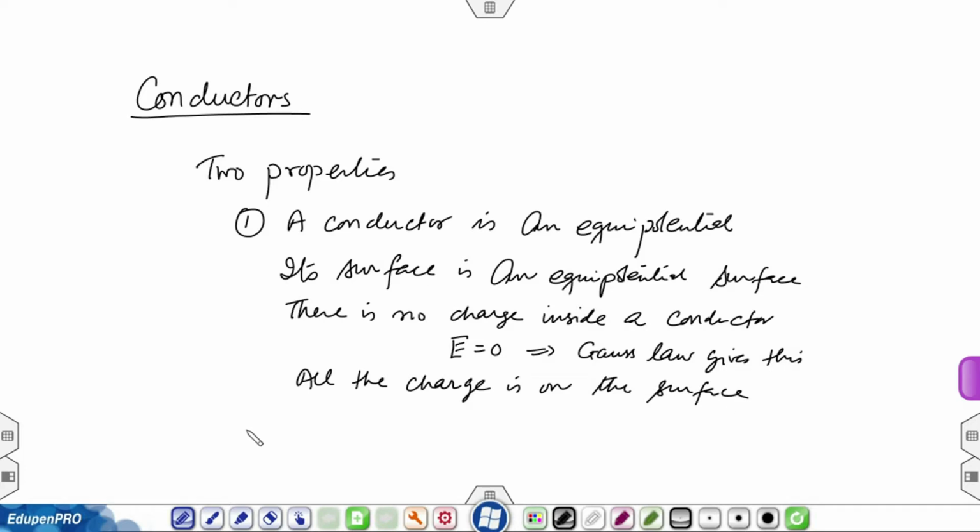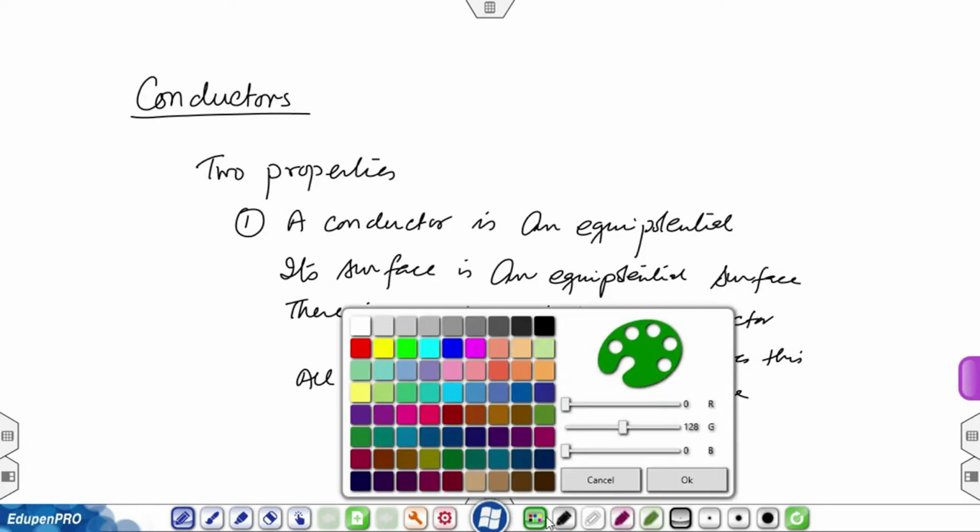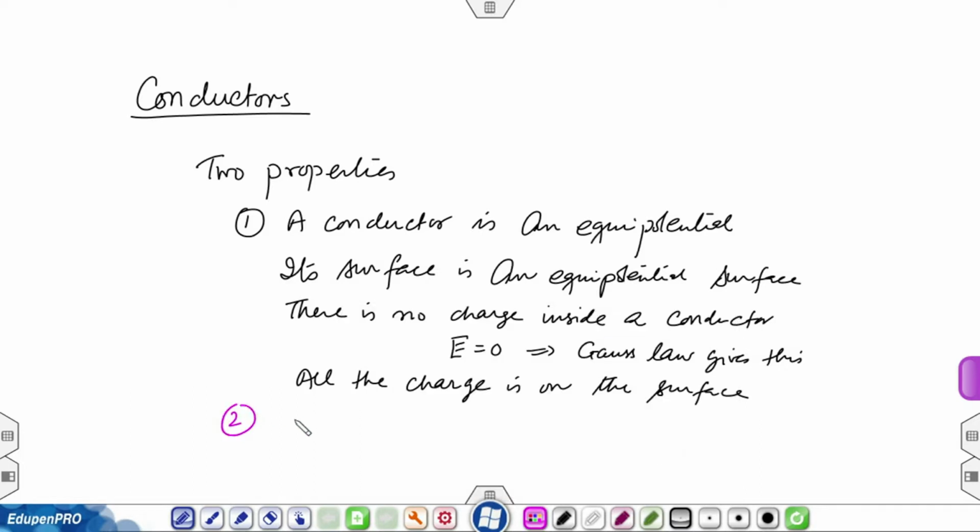And the second point that we discussed was that a cavity inside a conductor is field free.